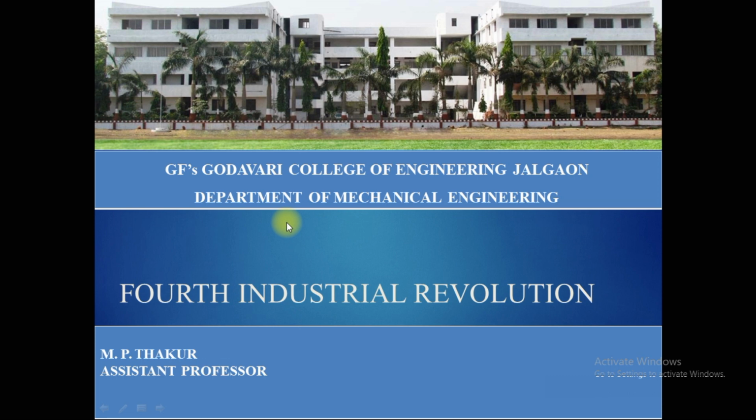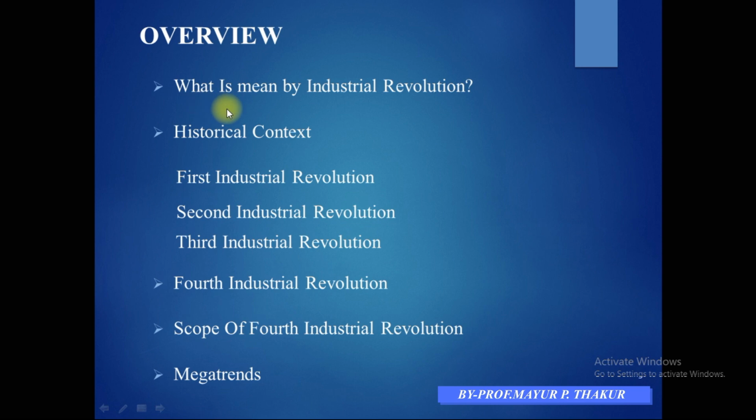In this session, we will see the Fourth Industrial Revolution. The overview of this session is, first of all, we have to see what is meant by Industrial Revolution. Then we will go for historical context. In historical context, we have to see the First Industrial Revolution, then the Second Industrial Revolution. Then after that, we will go for the Third Industrial Revolution. Then we will approach the Fourth Industrial Revolution. At the end of the session, we have to see the scope of the Fourth Industrial Revolution and various mega trends which will be used in Industry 4.0.